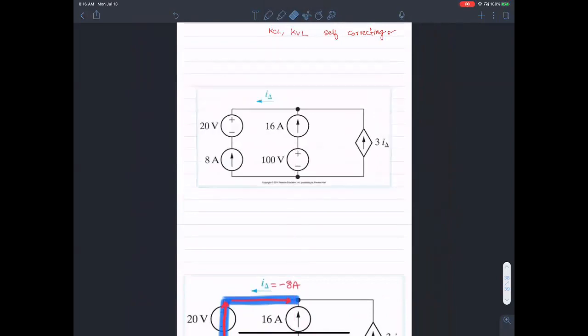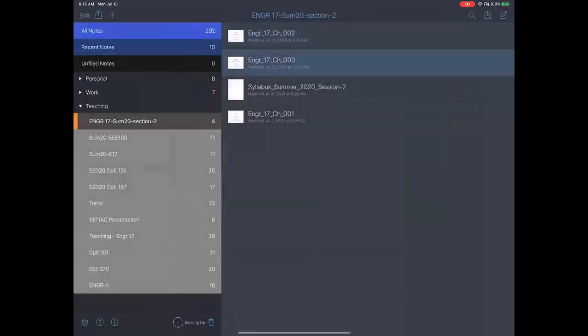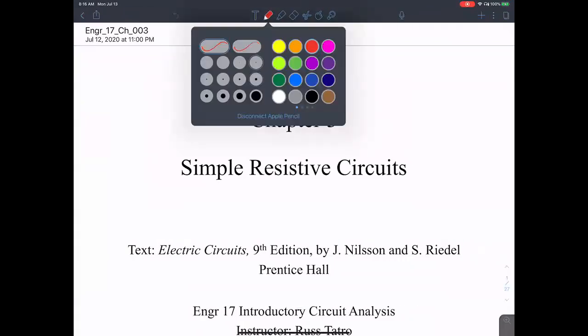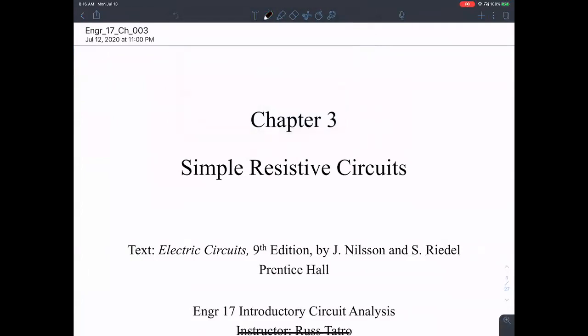Okay. So let's continue from there. That's chapter 2: passive sign convention, Kirchhoff's current law, and Kirchhoff's voltage law. That's the idea of passive sign convention. So let's start with chapter 3, a new interesting topic. It's a very simple chapter, actually. I'm pretty sure you picked up some of these topics in your physics course as well.